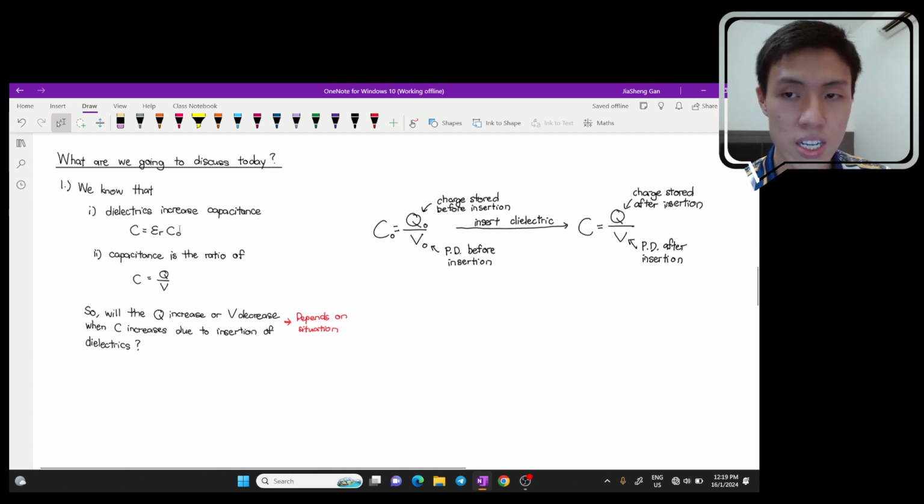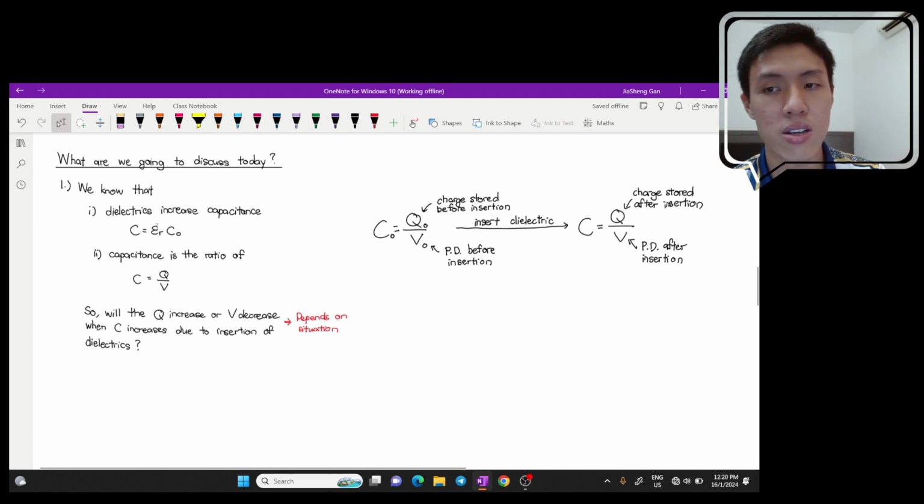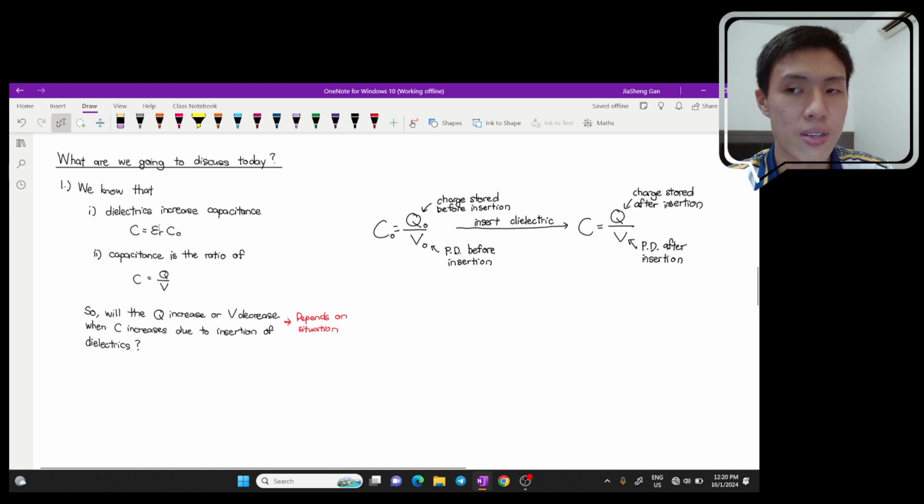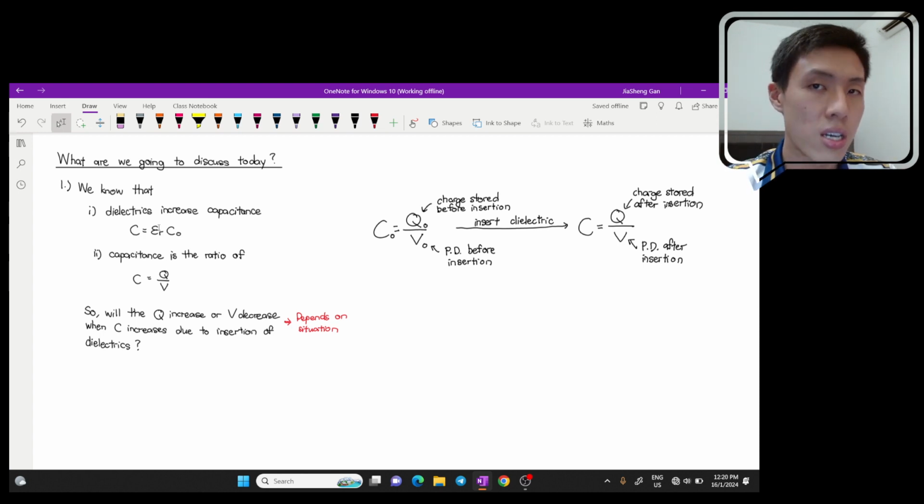Because C is always larger than C naught, we know that this factor over here, which we call the dielectric constant or relative permittivity, must always be larger than 1. This dielectric constant is a number that tells us how many times the permittivity improves by, or how many times the capacitance improves by. Let's say this epsilon r, this relative permittivity, is equal to 2. Then it means the permittivity improved to twice the permittivity before insertion of the dielectric.